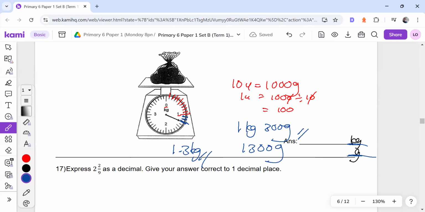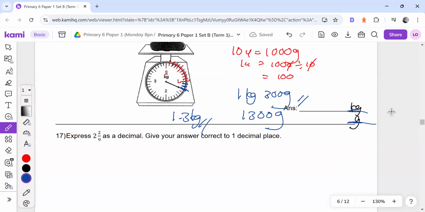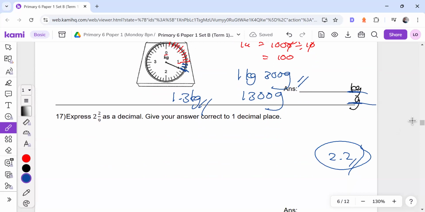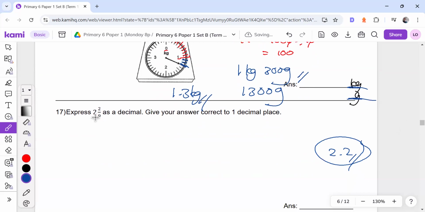Let's go to number 17. Again, if you don't know how to do, then you didn't revise your mistake for the last Paper 1. So your answer is 2.2. Who get it wrong? Don't raise your hand. But if you get it wrong, it's time to revise already. How do you change it to decimal? Make the mixed number into improper fraction. Shortcut: 2 times 9, 18. 18 plus 2, 20 over 9.